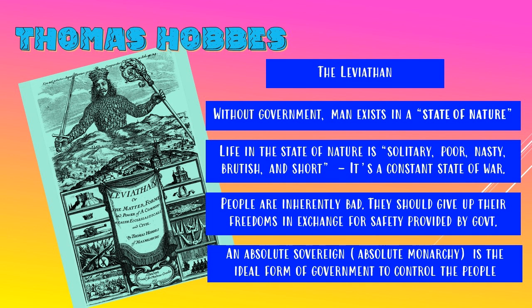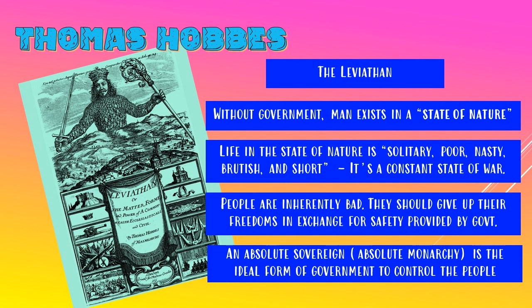So he's talking about like a caveman situation, a hunter-gatherer society where we don't have a complex government. He views that as solitary, poor, nasty. He says it's a constant state of war. Basically, we are always fighting with each other for resources and for survival. His idea about human nature is that people deep down on the inside are just bad. So because people are bad, they need a strong government to control them and keep people safe.